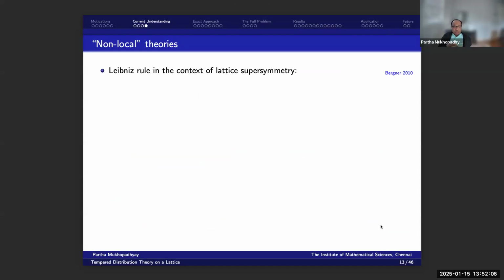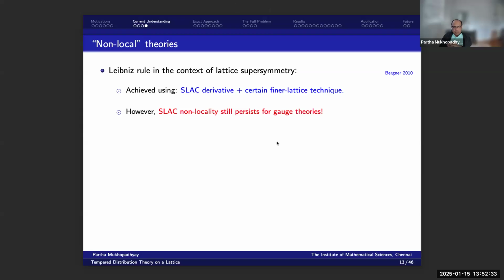Now, the Leibniz rule was studied very extensively in the lattice literature, because it is important to have these symmetries, and that's what you need to preserve supersymmetries. Bergner in 2010 wrote an interesting paper where he used the SLAC derivative in order to get rid of the fermion doubling problems, and then adopted certain finer lattice techniques which would take care of this Leibniz rule. However, the theory that he arrives at does satisfy supersymmetry, but not in the presence of usual gauge fields, because the SLAC non-locality is still there, since he is using the SLAC derivative.